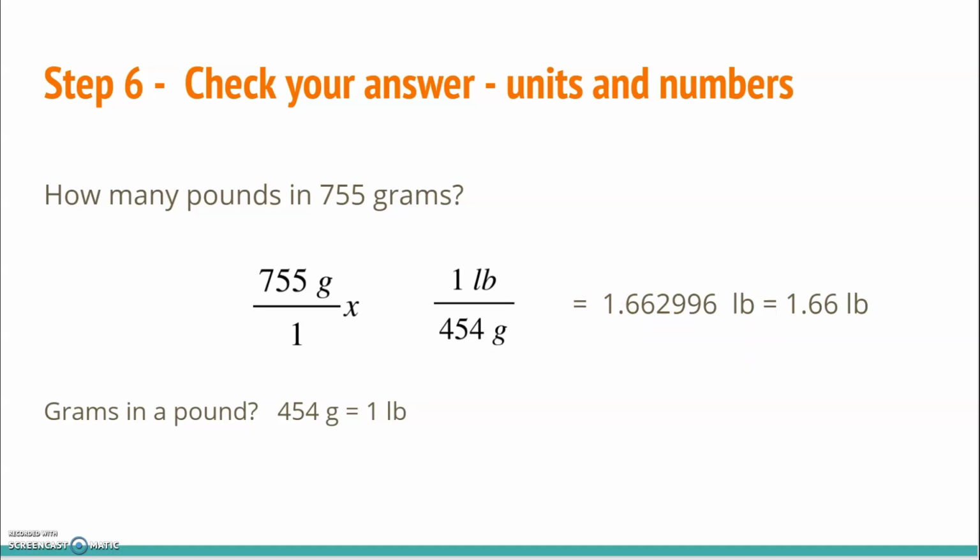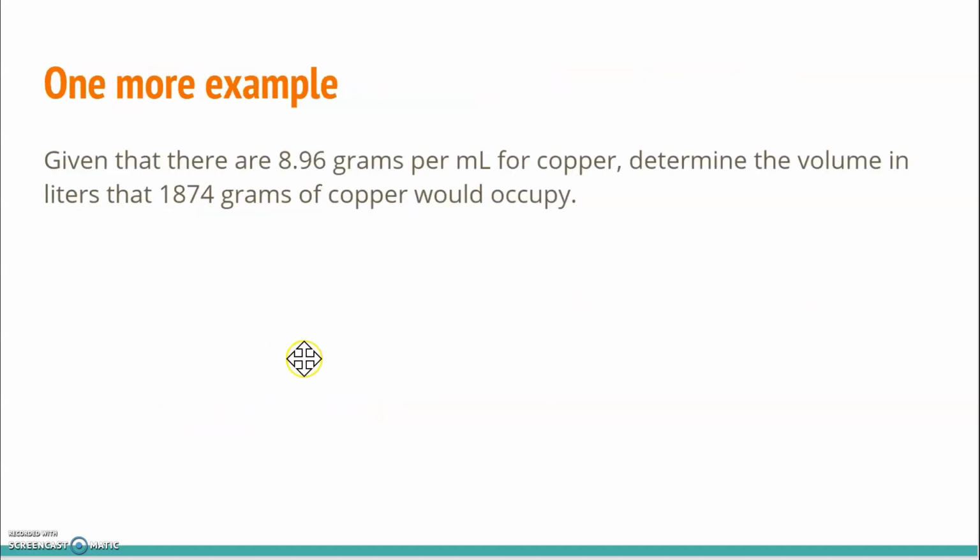So, very good. Let's do another one, a little bit harder than that one. Let's do one more example. Given that there are 8.96 grams per milliliter for copper, determine the volume in liters that 1,874 grams of copper would occupy.